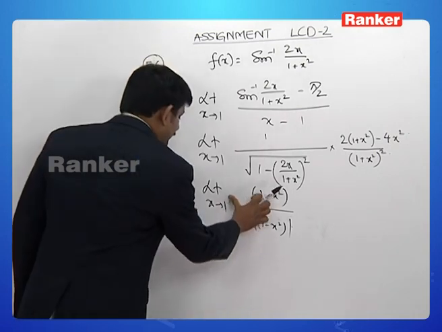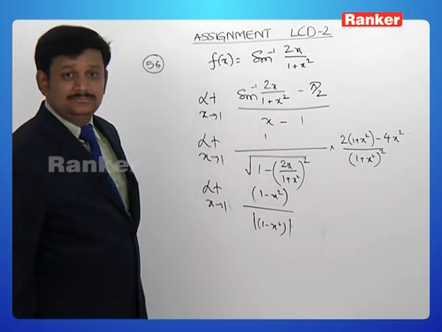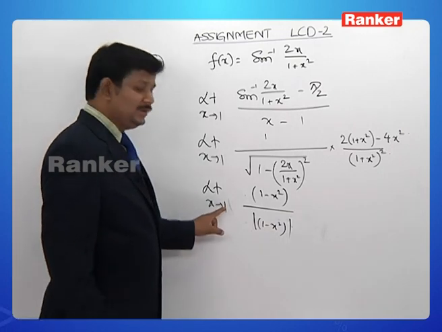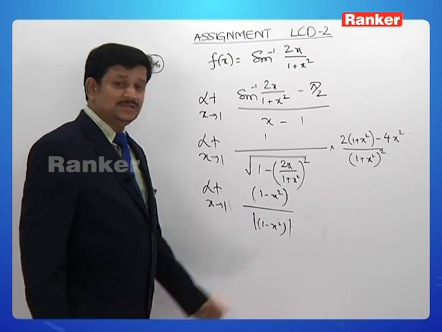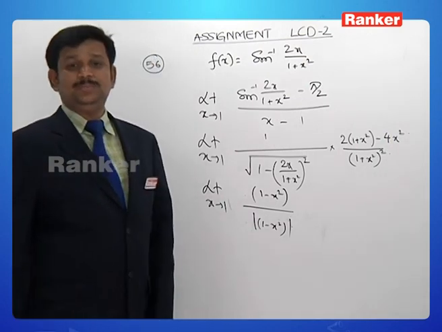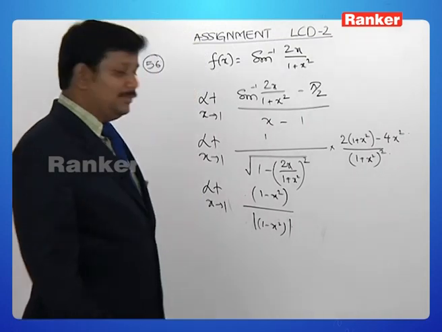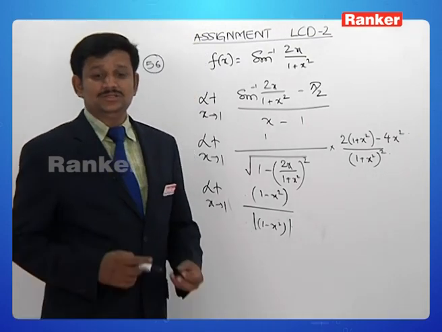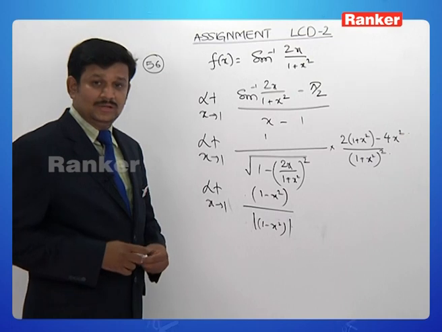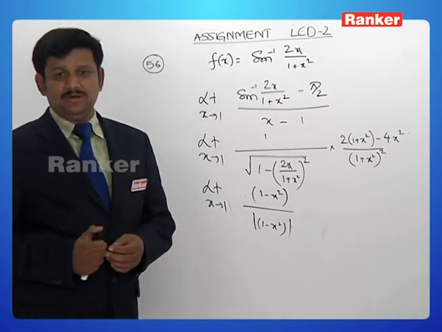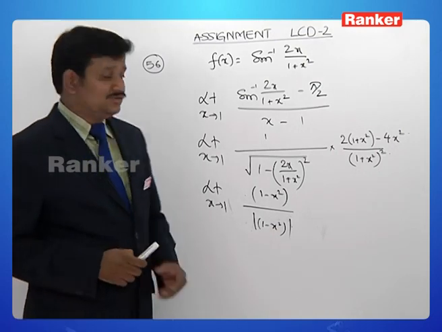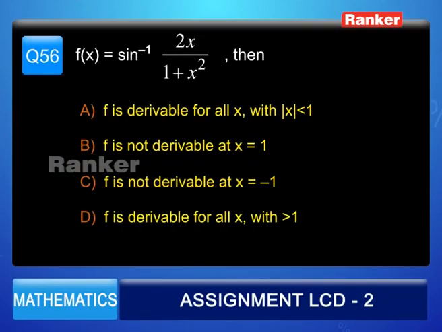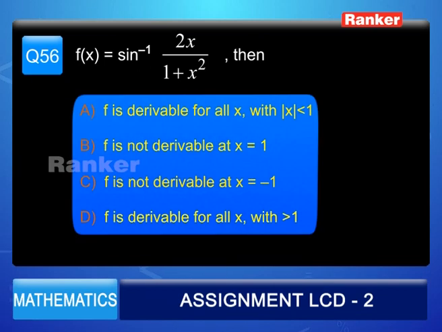Similarly, when we look at the derivative at minus 1, the working remains the same except that here we have minus 1. Right hand derivative is minus 1, left hand derivative is plus 1. So the function is not derivable at x equal to 1 and not derivable at x equal to minus 1. At all other points, that is whenever mod x is less than 1 or whenever mod x is greater than 1, the function is very much differentiable. So option A is true, option B is true, option C is true and also option D is true.